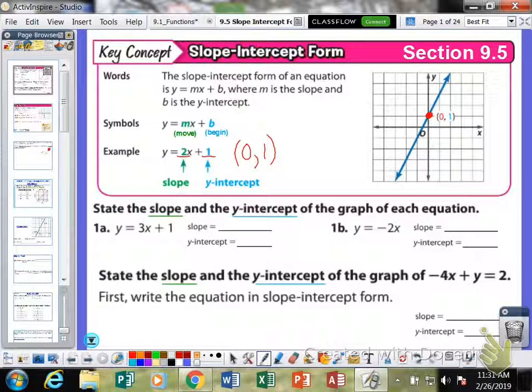And if we wanted to do our slope, actually we'll talk about that a little later, so I won't talk about it now. I don't want to confuse you guys.